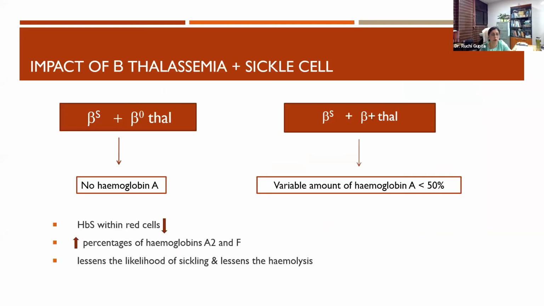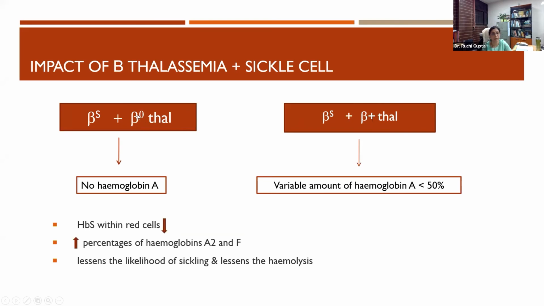Since this co-inheritance is very common when you start seeing patients with sickle cell disease, I'll just spend a few minutes on what is the impact of co-inheritance of beta thalassemia with sickle cell. So there can be a beta 0 state or there can be a beta plus. These 0 and plus kind of indicate whether there is almost no production of the normal beta chains or there is some production of the beta chains.